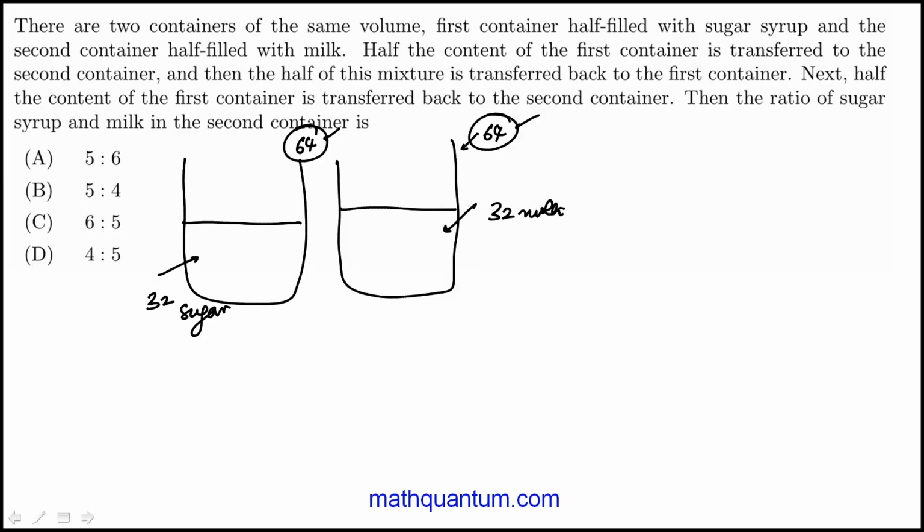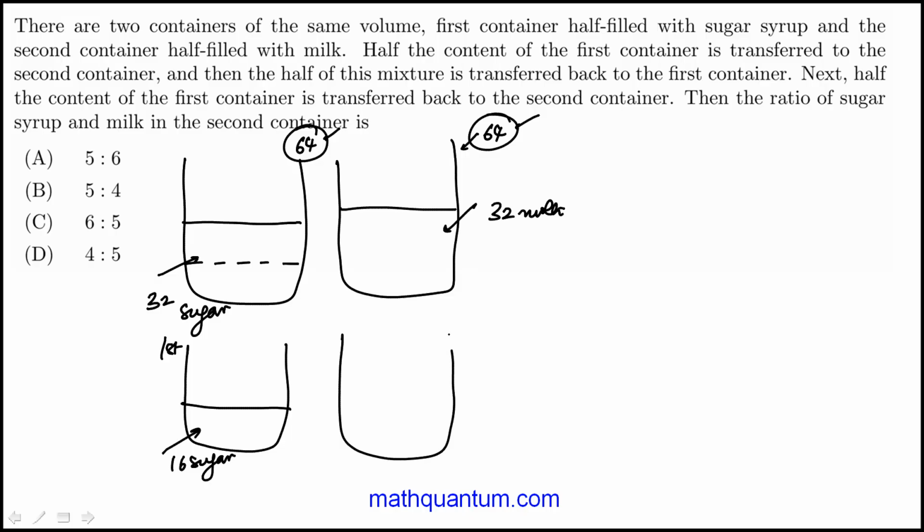And then we're told that half the content of the first container is transferred to the second container. So here we'll end up with 16 sugar. This is the first container. And in the second, we have 32 milk and then 16 sugar. And then half of this mixture is transferred back to the first container.